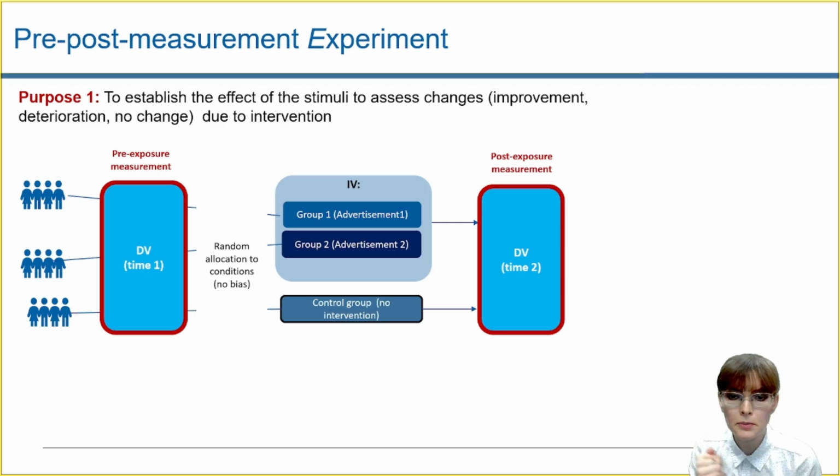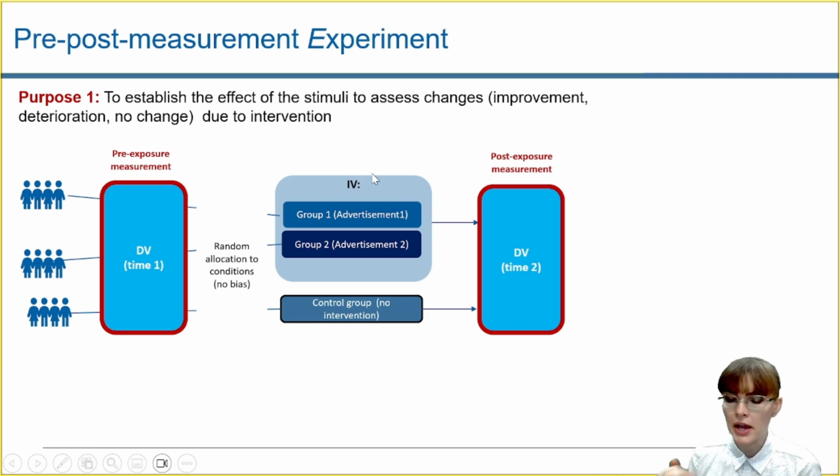So the first purpose of a pre and post measurement experiment is to assess the effect of the stimuli of the experimental intervention that you've designed, to assess the change in the dependent variable occurring due to an intervention. And when we talk about the change, it could be improvement, it could be deterioration, or it could be no change. Let's have a look at an example.